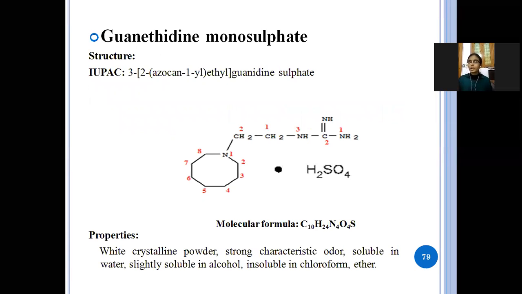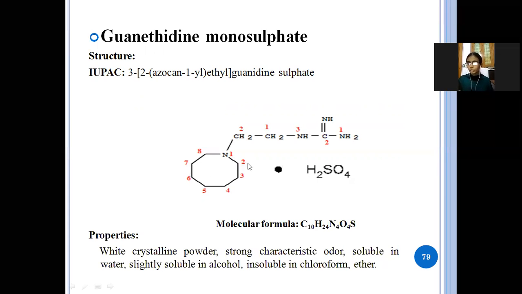Next, guanethidine monosulfate. This is the structure of guanethidine. The IUPAC name is 2-(azocan-1-yl)ethyl guanidine sulfate. Here this is an 8-membered ring structure.